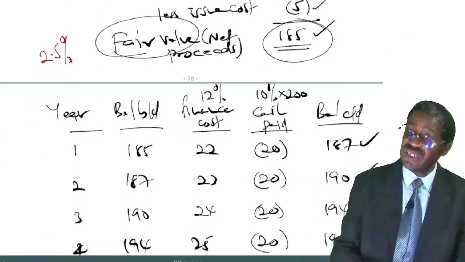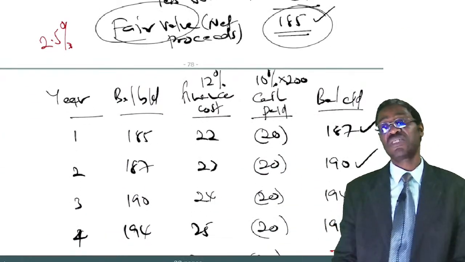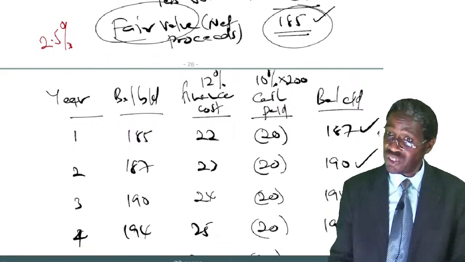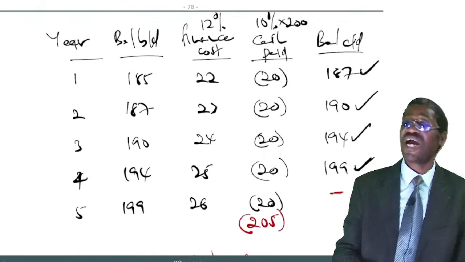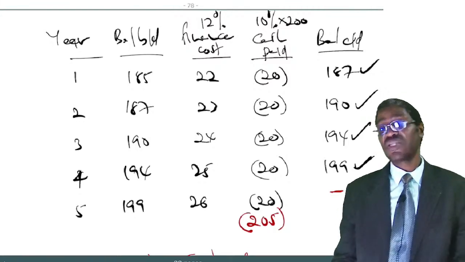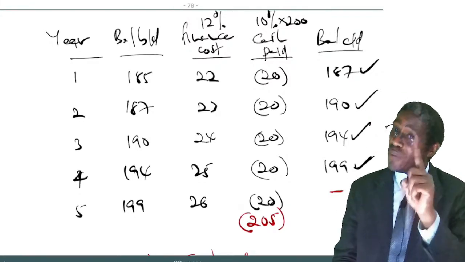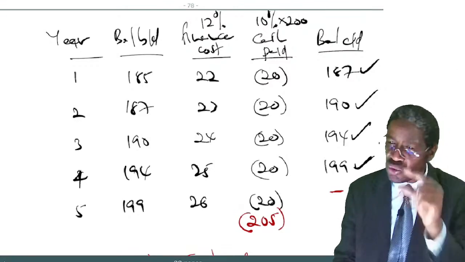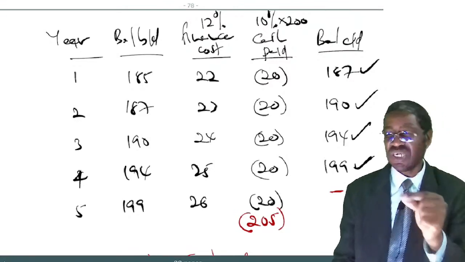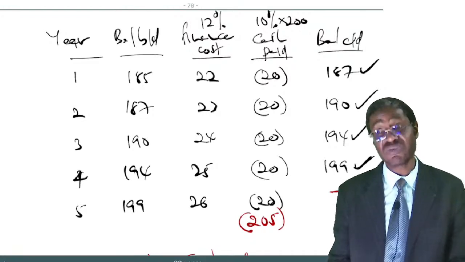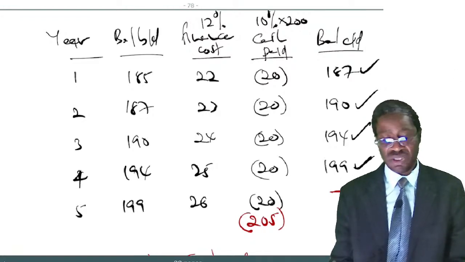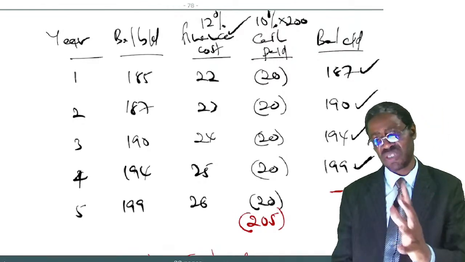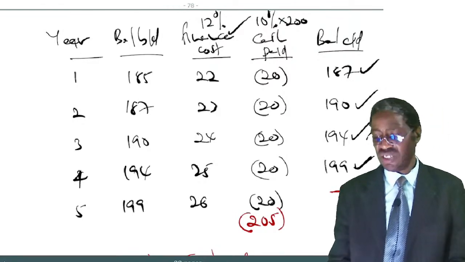Then I've said subsequently you measure it at its amortized cost. To get the amortized cost, you prepare the amortization schedule. Then you measure it at amortized cost using the effective interest rate, to get the finance cost or the interest charge.